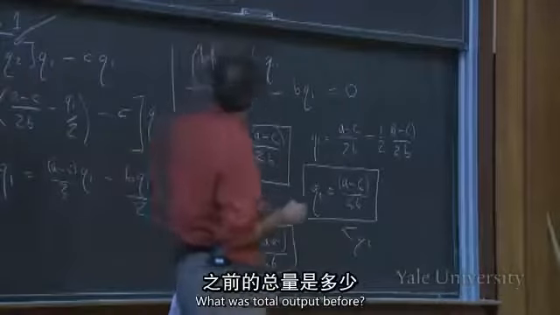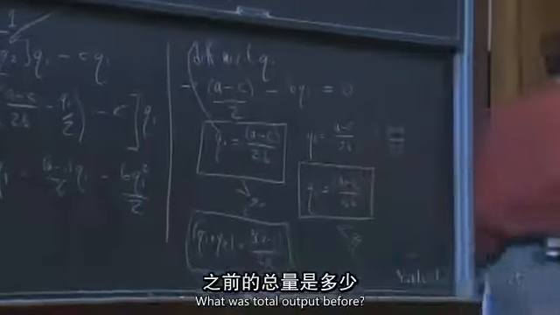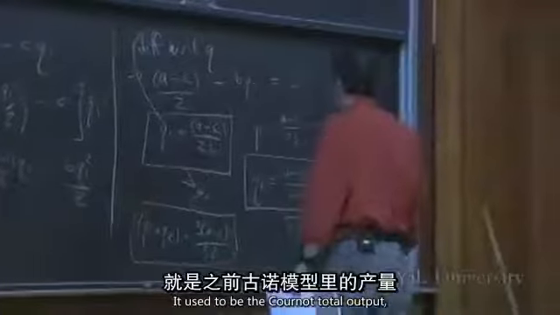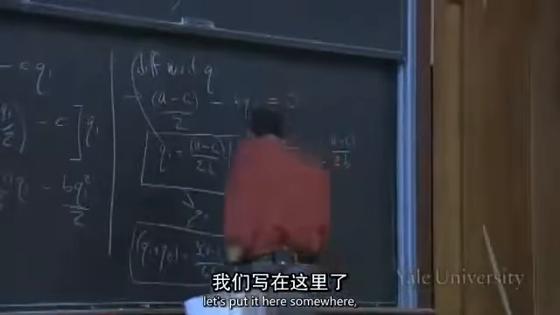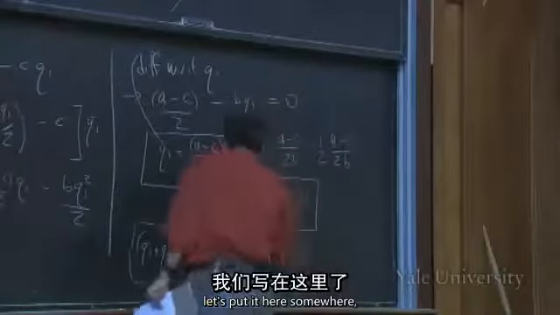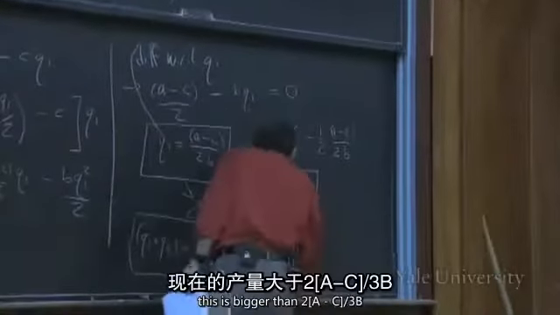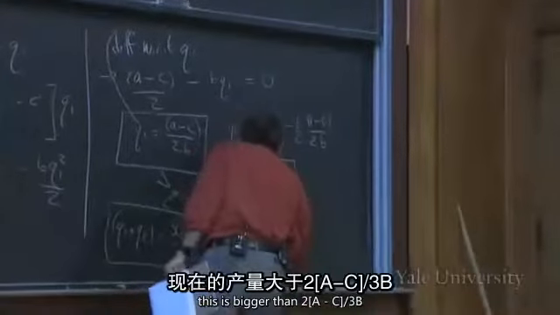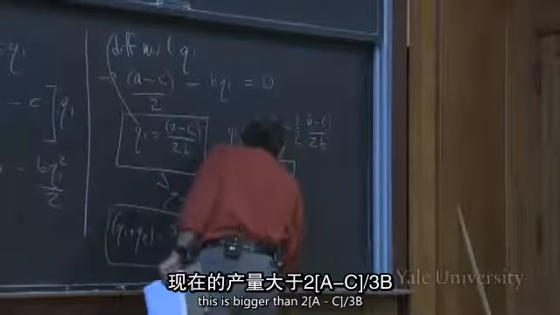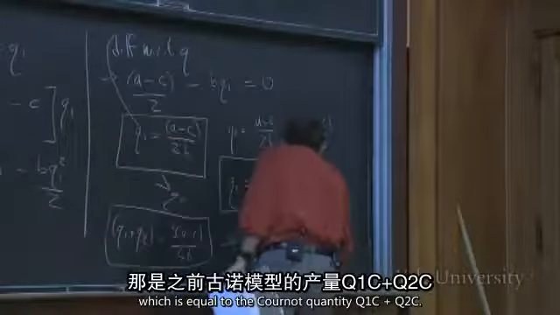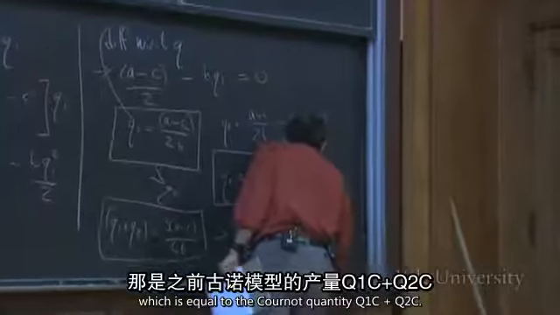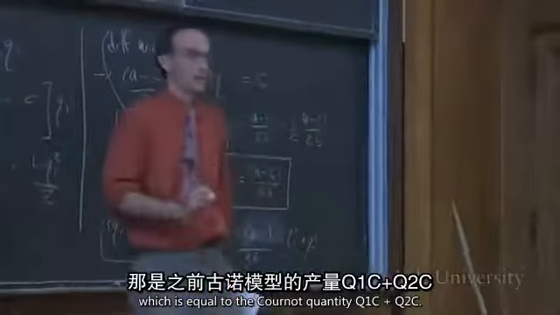What was total output before? Well, it used to be the Cournot total output. Let's put it here somewhere. This is bigger than 2(A minus C) over 3B, which is equal to the Cournot quantity Q1C plus Q2C.